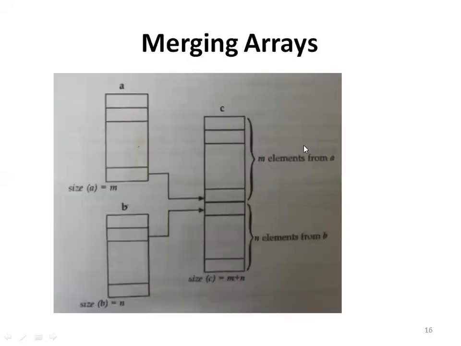The next major operation is merging arrays. So here in this case we are merging two arrays. Suppose we have two arrays. First array is A, its size is M, and second array is B, and its size is N. We want to merge these two arrays. After merging, the size of the resultant array will be M plus N. So this is the resultant array, that is C, and its size is M plus N.